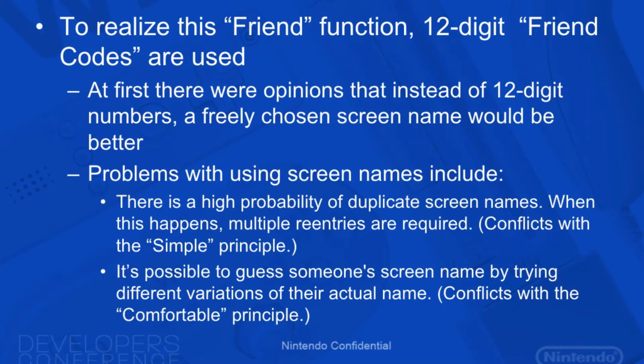So here's the slide, I'll put it up in front of you. And what the slide says is, to realize this friend function, 12-digit friend codes are used. At first, there were opinions that instead of 12-digit numbers, a freely chosen screen name would be better. Problems using screen names include, there is a high probability of duplicate screen names. When this happens, multiple re-entries are required, conflicts with the simple principle. It's possible to guess someone's screen name by trying different variations of their actual name, conflicts with the comfortable principle.